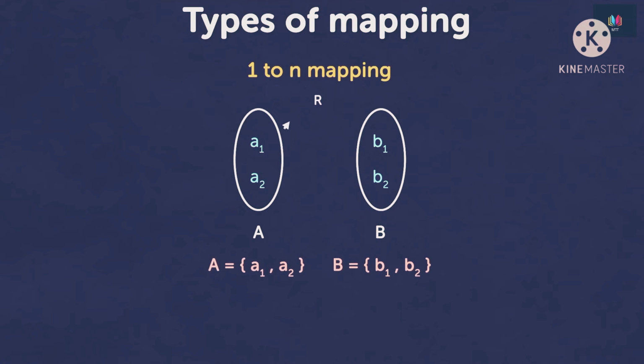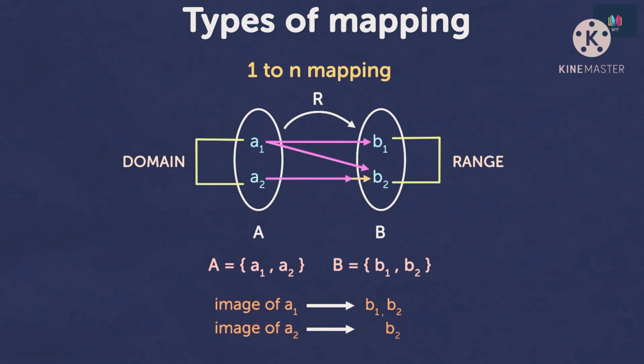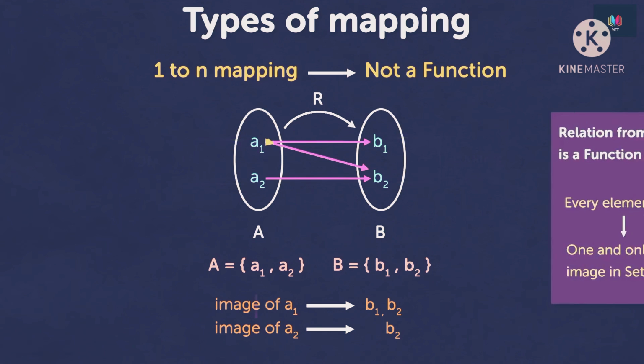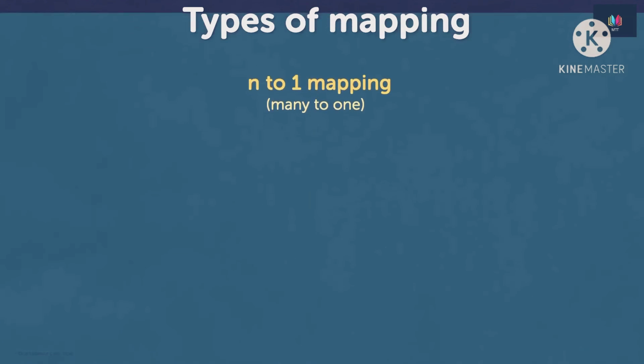Now when can we say that the relation from set A to set B has a one-to-many mapping? This is when an element in the domain has more than one image in the range. A1 has 2 images B1 and B2 and A2 has an image B2. If the mapping is one-to-many, then the relation is not a function. This is because an element in set A has more than one image in set B. For it to be a function, every element in set A must have one and only one image in set B. Let's move on to the third type of mapping now.